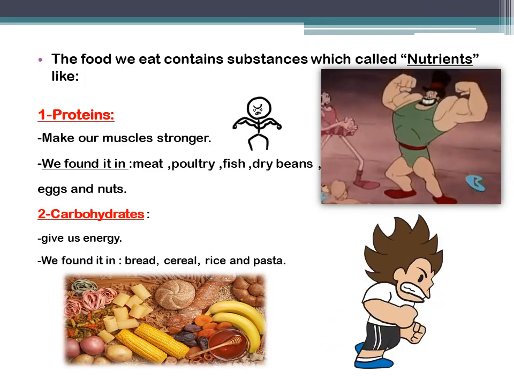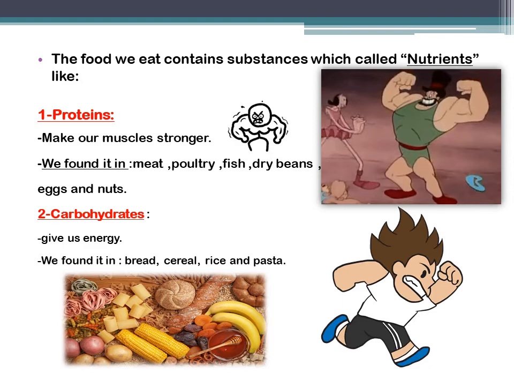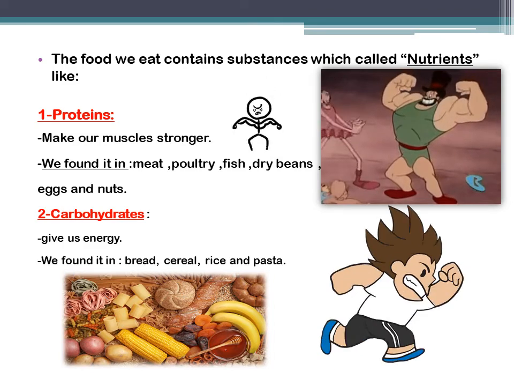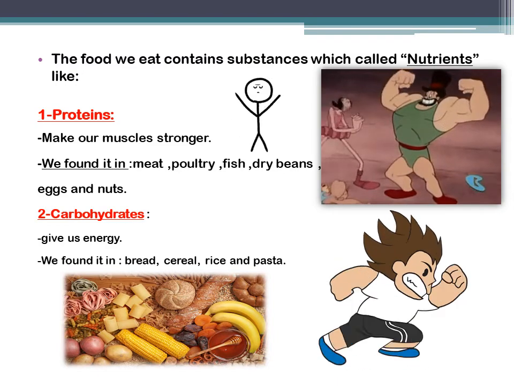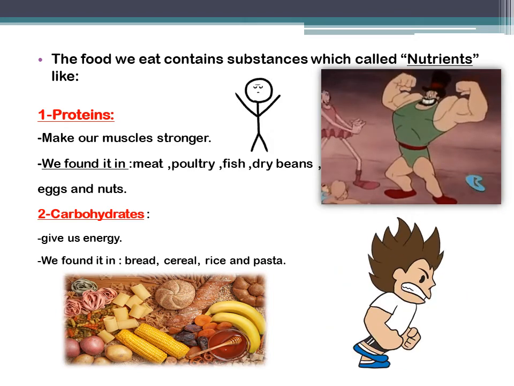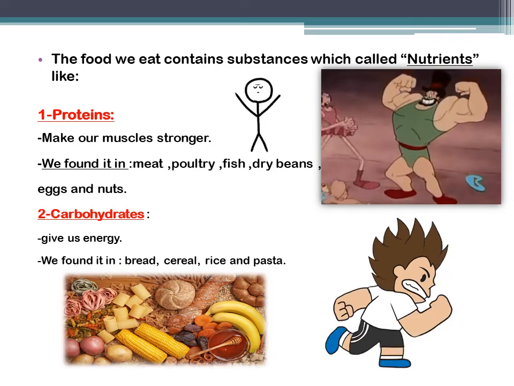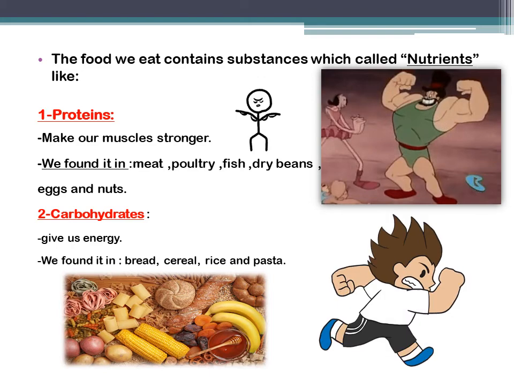The food we eat contains substances. These substances are called nutrients. Nutrients like what? Like number one, proteins. We need proteins for what? We need proteins to make our muscles stronger.